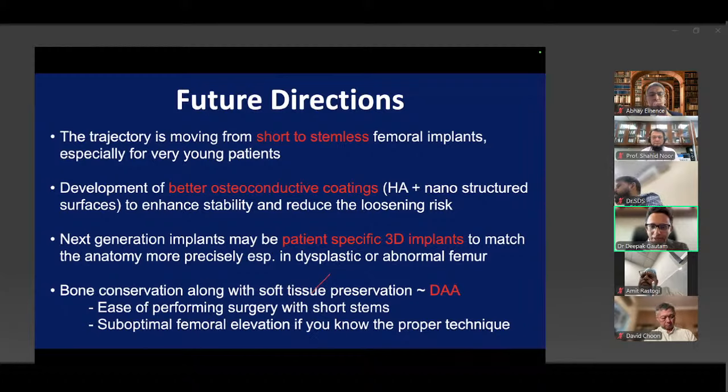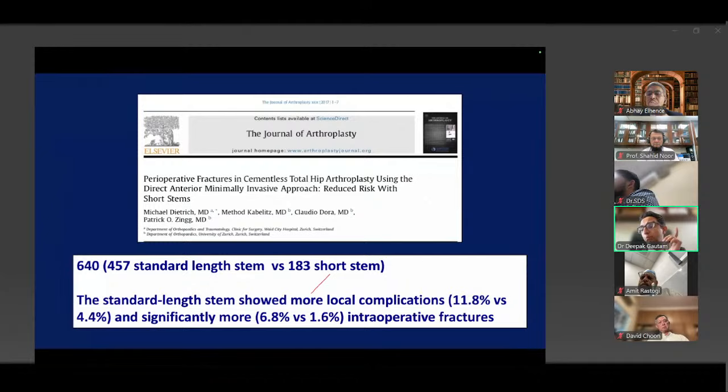For me, where I do a lot of direct anterior approach, the short stem is a boon, because with a short stem, especially in the direct anterior approach, you do not necessarily always have to elevate the proximal femur up. Even with the femur not being sufficiently elevated in a direct anterior approach, if you have a good trajectory path, you can safely go with the short stem. Even the literature says that standard stems showed more complications and significantly more intraoperative fractures as compared to the short stems in the direct anterior approach.